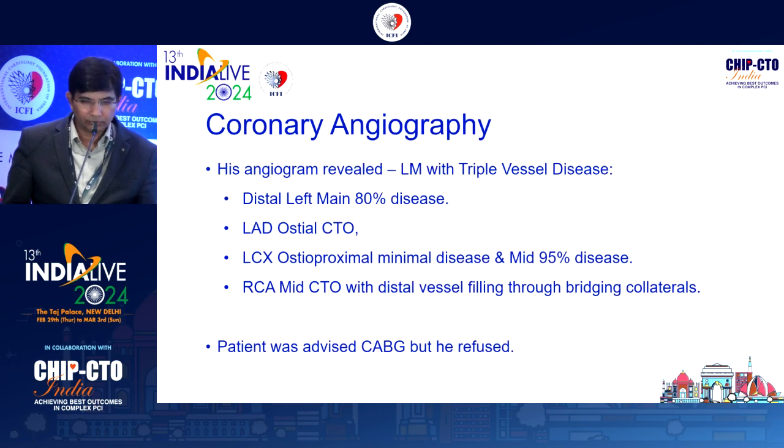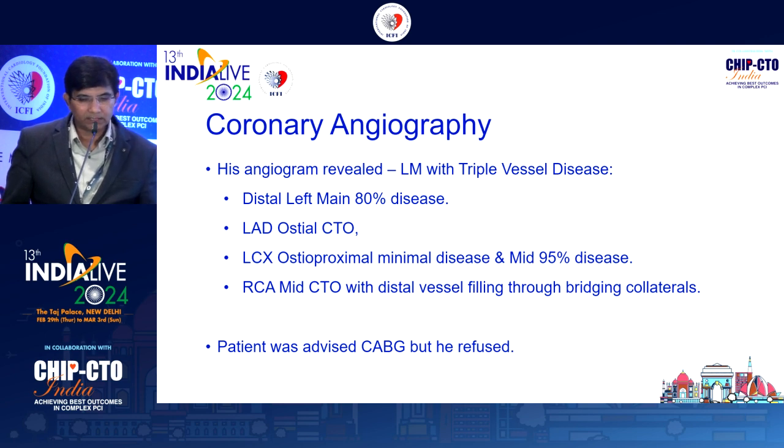So angiogram shows left main with triple vessel disease, distal left main critical 80% and ostial LAD CTO, LCX ostial proximal minimal disease with mid 95%. RCA mid CTO with distal vessel filling through bridging collaterals. So the patient was advised for CABG.